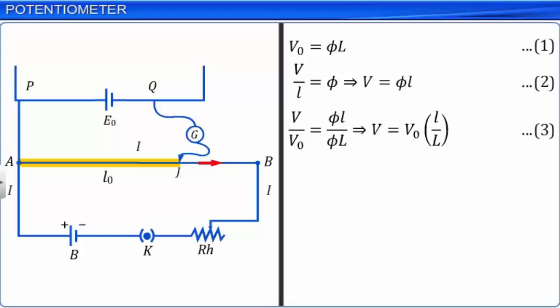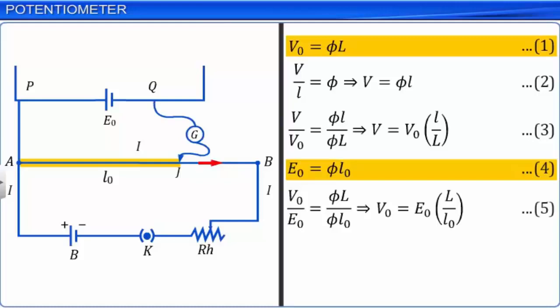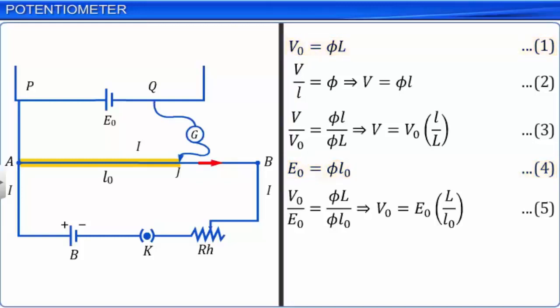Dividing equation 1 by equation 4 and simplifying, we get V naught is equal to E naught into L by L naught. Let this be equation 5. This process of finding V naught is called calibration of the potentiometer. Substituting equation 5 in 3 and simplifying, we get V is equal to E naught into L by L naught. Let this be equation 6.